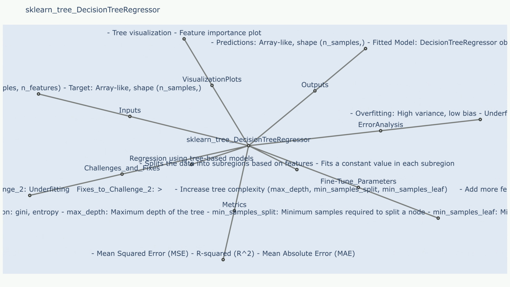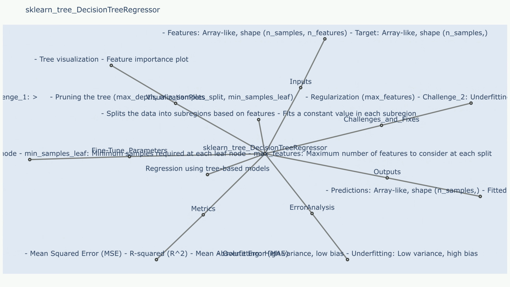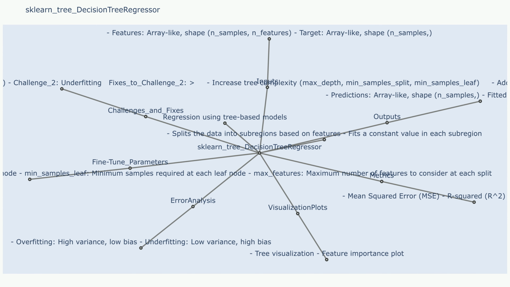Visualization plots. Decision tree visualization: the decision tree structure can be visualized as a graph showing feature splits, branches, and leaf nodes. This helps understand the model's decision-making logic. Fine-tune parameters. Criterion defines the impurity measure used to evaluate the quality of splits, e.g. MSE for mean squared error.